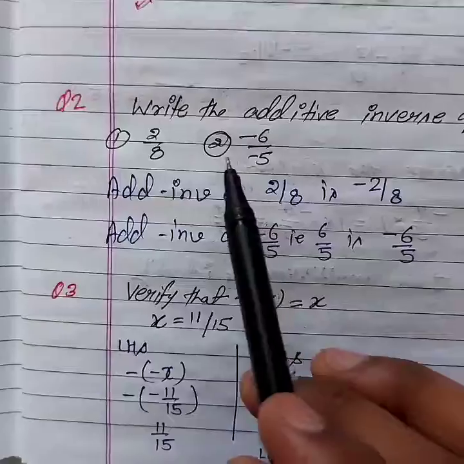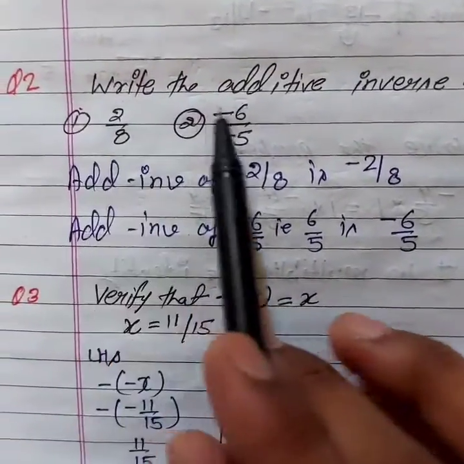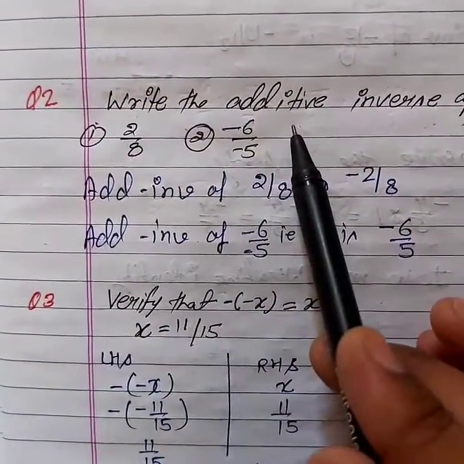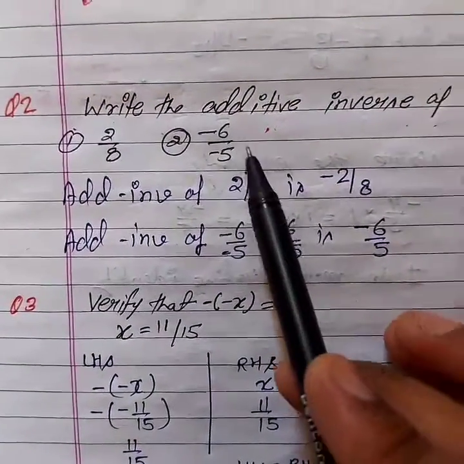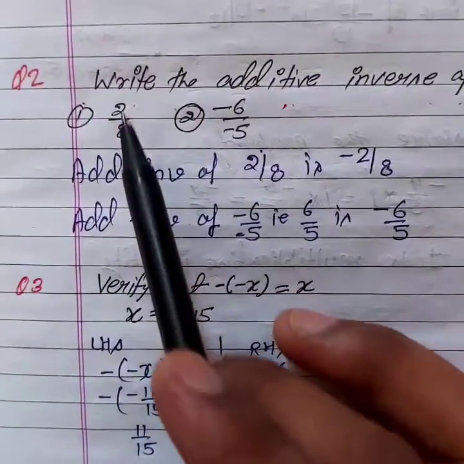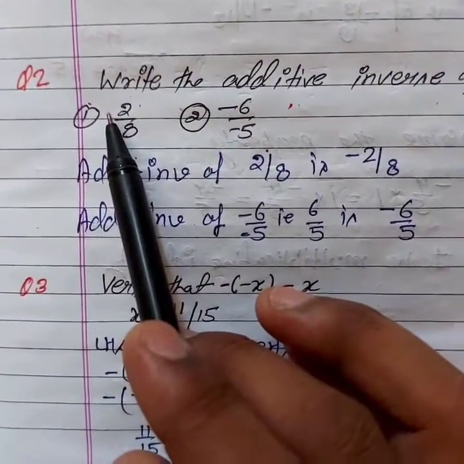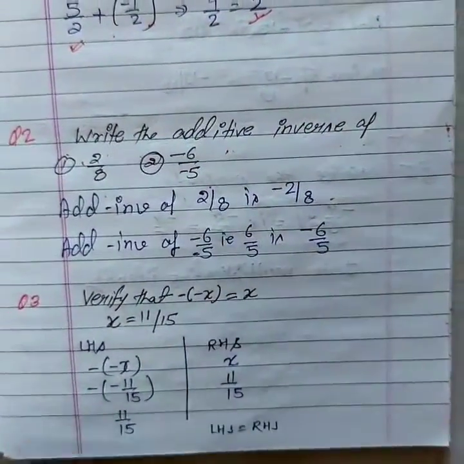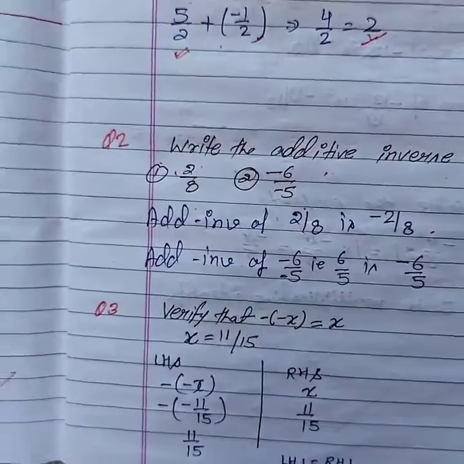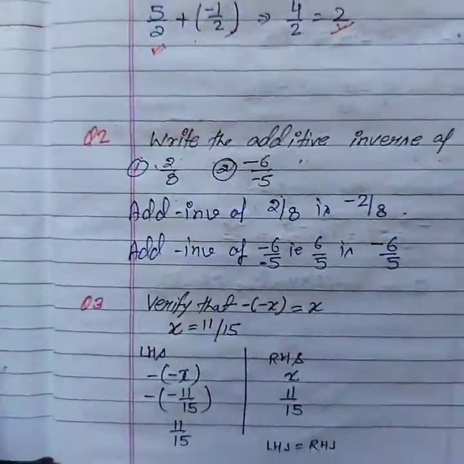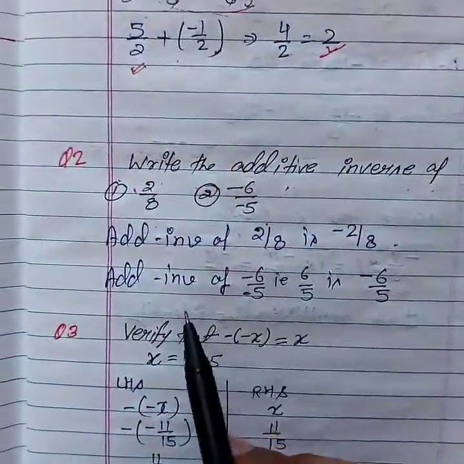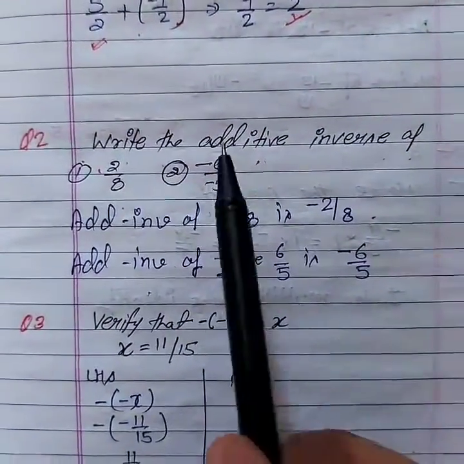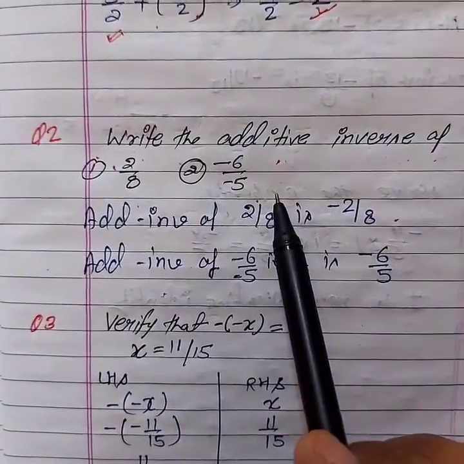Now question number 2 of this Exercise 1.1. Write the additive inverse of 2/8 and the second part is −6/−5. When we find the additive inverse of 2/8, we check the numerator. Here is a positive sign, so the result will be negative. Then we check the second part, −6/−5, and find its additive inverse.